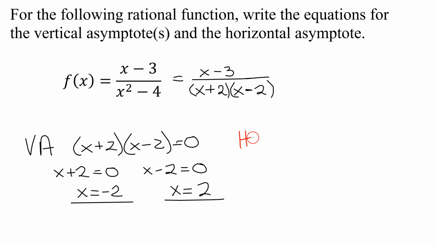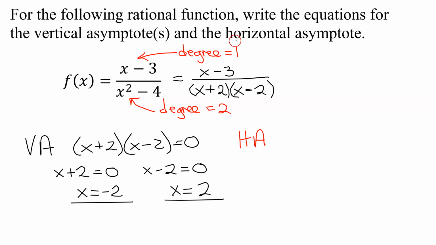So now we need to find the equation of the horizontal asymptote. That depends on the degree of the numerator and the degree of the denominator. So looking at my numerator, what is the degree of x minus 3? What's the highest exponent on any of the x's? 1. So the degree of the numerator is 1. Looking at your denominator, what's the degree of the denominator? The highest exponent is a 2. So the degree of the denominator is 2.